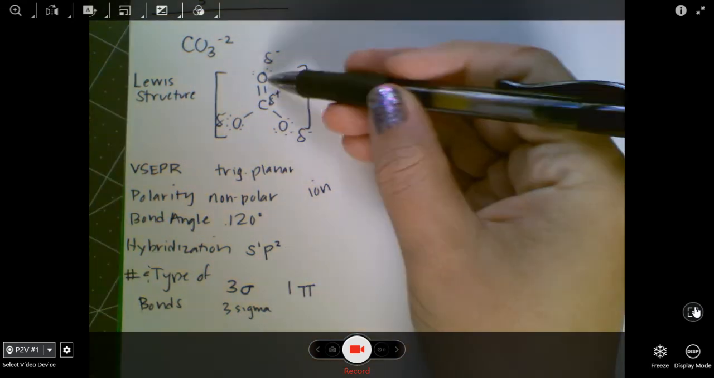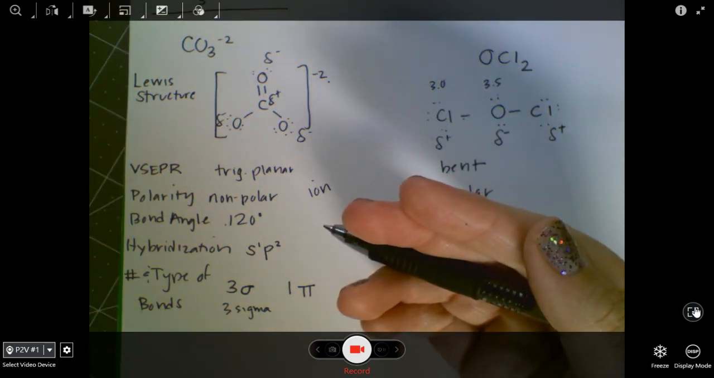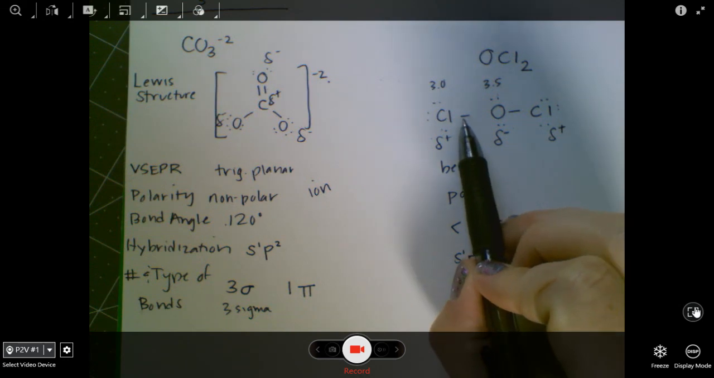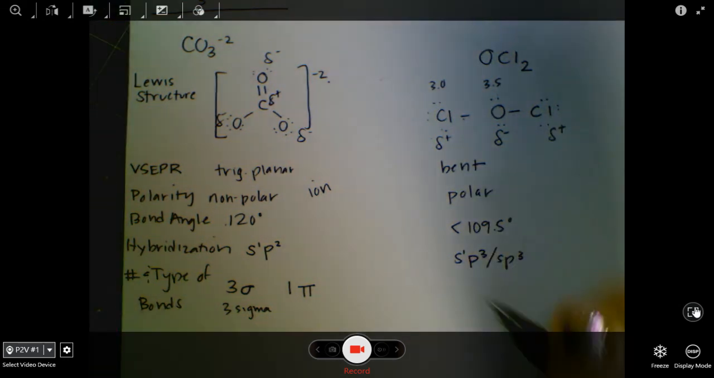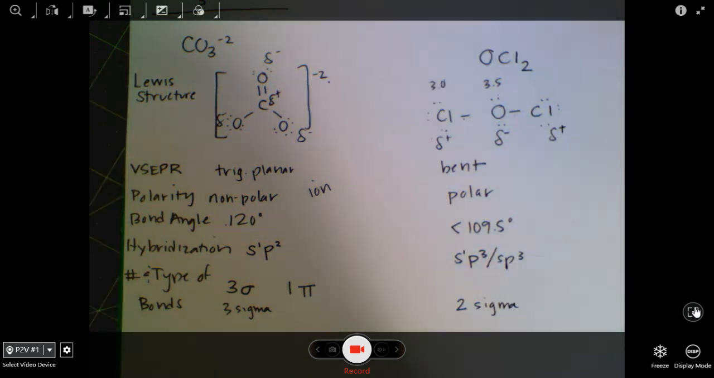So every first line drawn in is the sigma bond. Additional lines at that point are going to be pi bonds. And if we look here, we just have a line here and a line on the O. So that means we have 2 sigma bonds, and that's it.